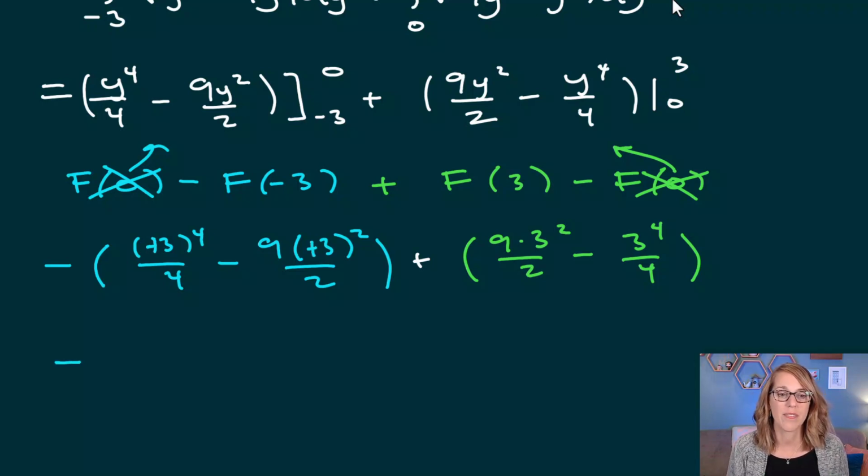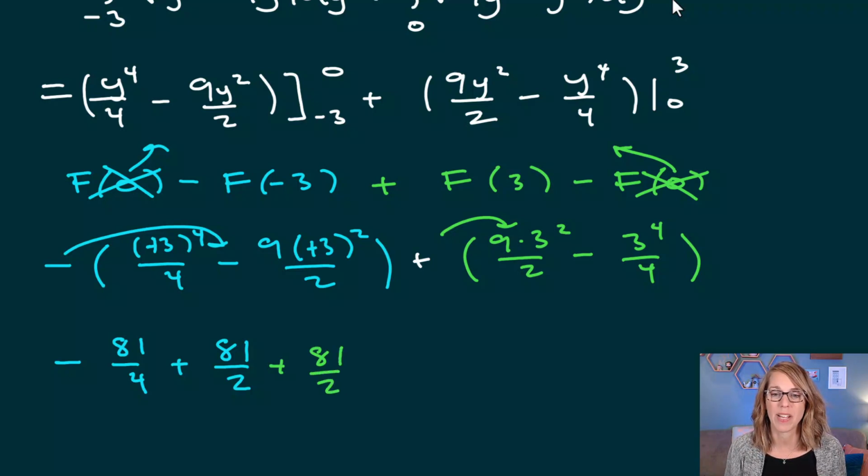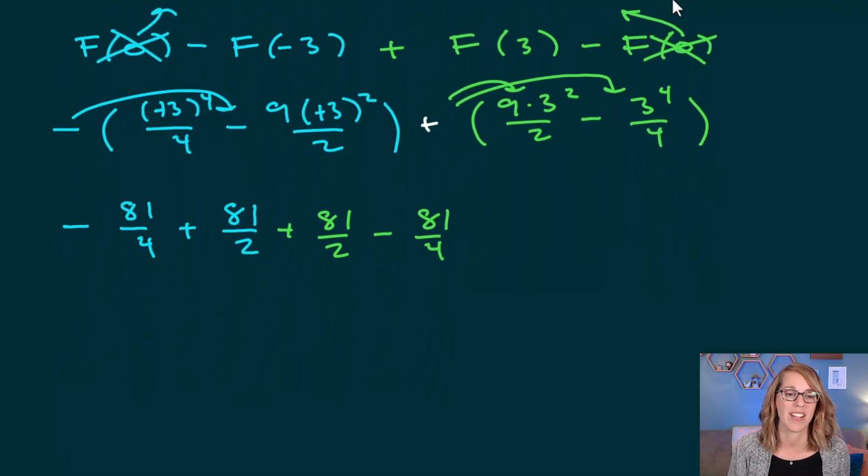So I end up with -3 to the 4th is 81, so -81/4. I'm going to distribute that negative. So I get plus 3 squared is 9, so I get another 81, but this time it's 81 divided by 2. In the next expression, I get a 9 times 3 squared, so that's going to be another 81. So this is plus 81 divided by 2. And then plus 3 to the 4th times a negative, so I get -81/4.